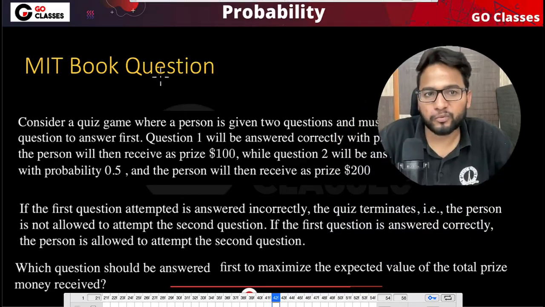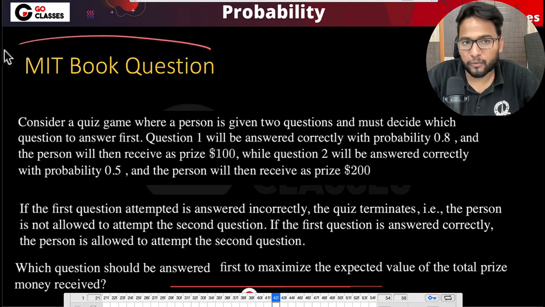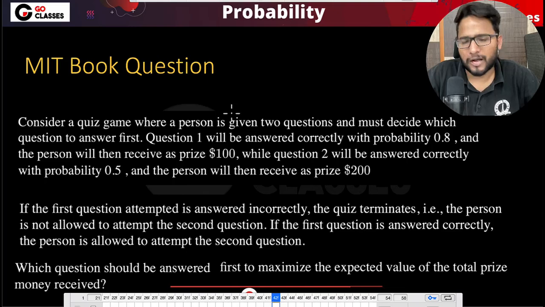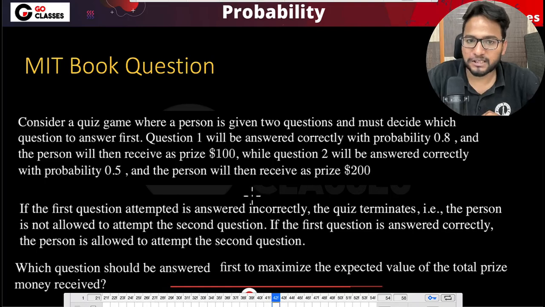Let us now see this very interesting problem that I have taken from the MIT book. I'm just following one book for this particular course, which is the MIT book, written by two professors at MIT, and it is obviously one of the standard books for probability. So this question is from that same book. Let's just see this question.